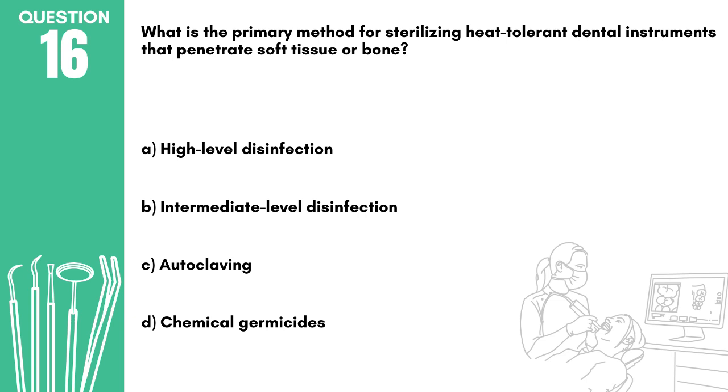Question 16. What is the primary method for sterilizing heat-tolerant dental instruments that penetrate soft tissue or bone? A. High-level disinfection. B. Intermediate-level disinfection. C. Autoclaving. D. Chemical germicides.